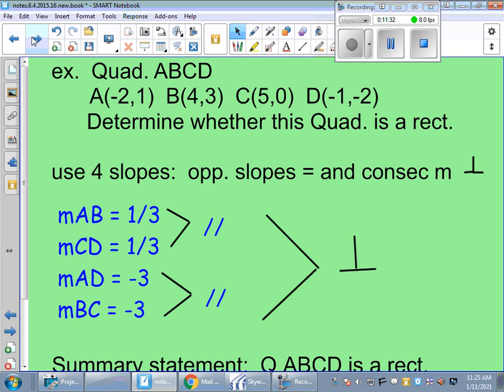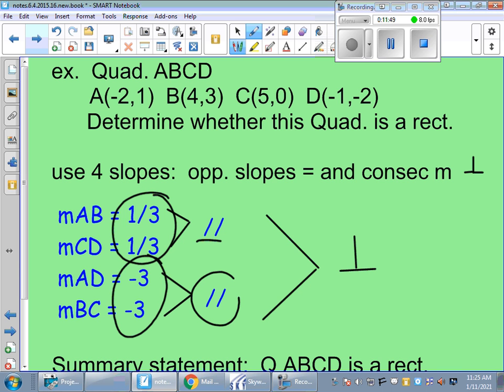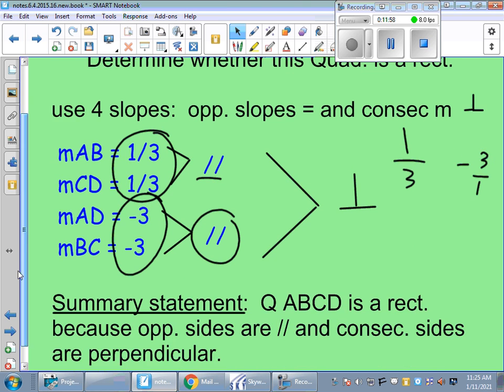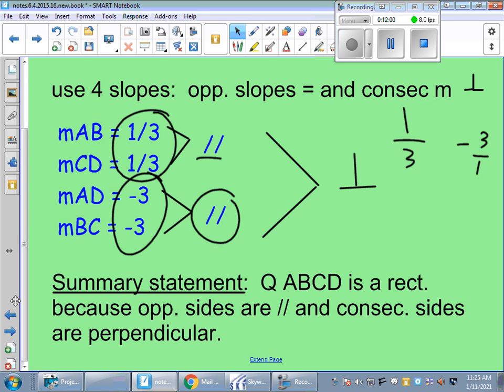And I have one more slide left. And this one I didn't graph. But here are your ordered pairs at the top. It says determine whether the quadrilateral is a rectangle. Hopefully you can see right here, these two slopes are 1/3, that's parallel. These two slopes are -3, that's parallel. Is 1/3 and -3/1 opposite reciprocals? Yes. So our summary statement is, yes, it's a rectangle. Both pairs of opposite sides are parallel and consecutive sides are perpendicular.